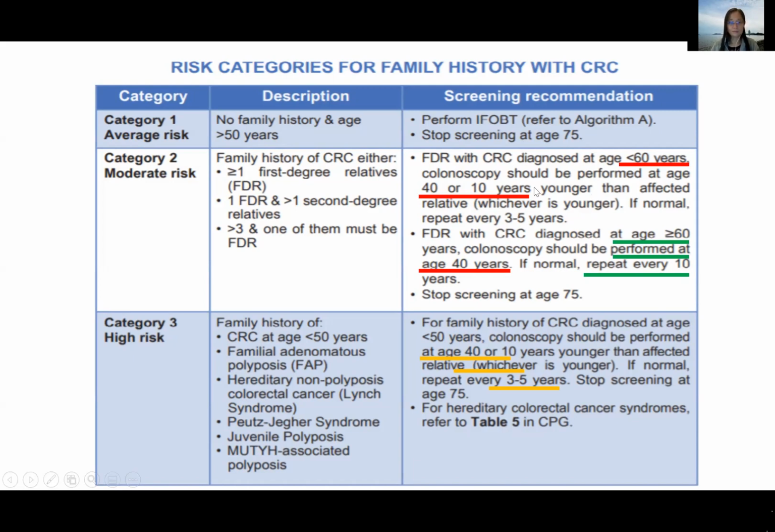Okay. So for high risk, if they have a family member that has colorectal cancer at less than 50 years of age, or if they have certain hereditary issues like that, then you need to screen them at age 40 or 10 years younger than the diagnosed age of the family member. And there are certain things that you do. So if normal, then you repeat every 3 to 5 years.